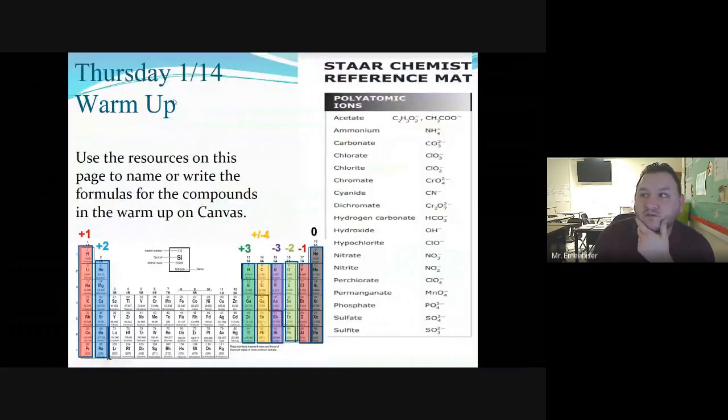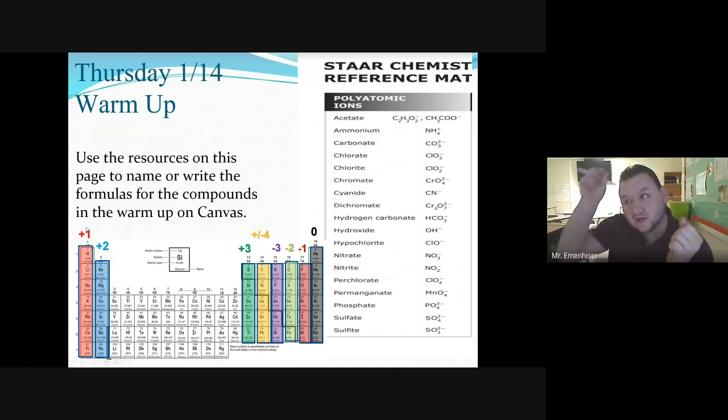So the warm-up for today, so basically I showed you guys this. It just says use the resources on this page to name or write the formulas for the compounds and the warm-up on Canvas. So I'll put the questions on Canvas in a quiz like we've been doing. Here are all the charges. Okay, so this applies to everything before transition metals, which we'll do today. So this is everything that we've covered so far. Keep in mind, you've got to be able to look on the periodic table and get the charges of the elements. Group 1, hydrogen down is +1.